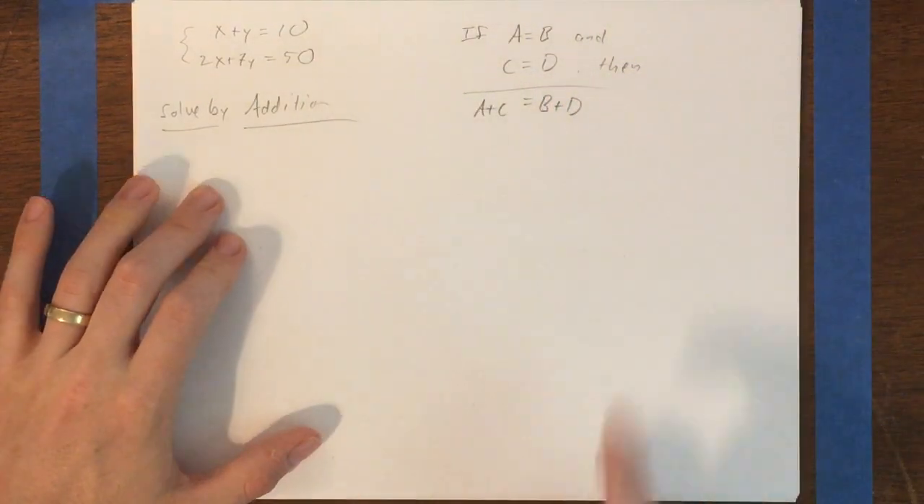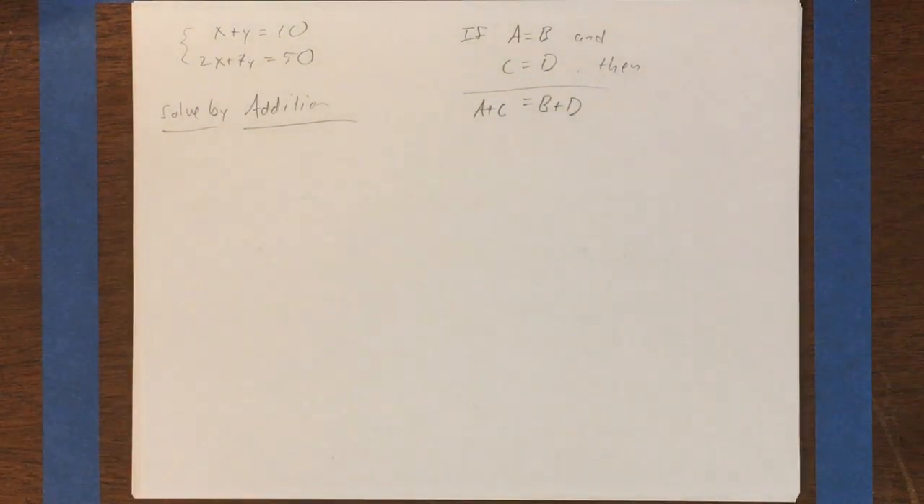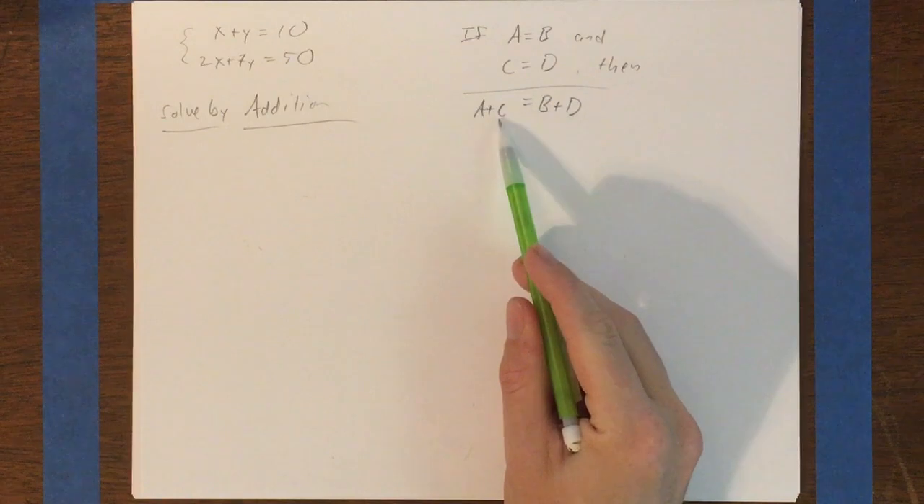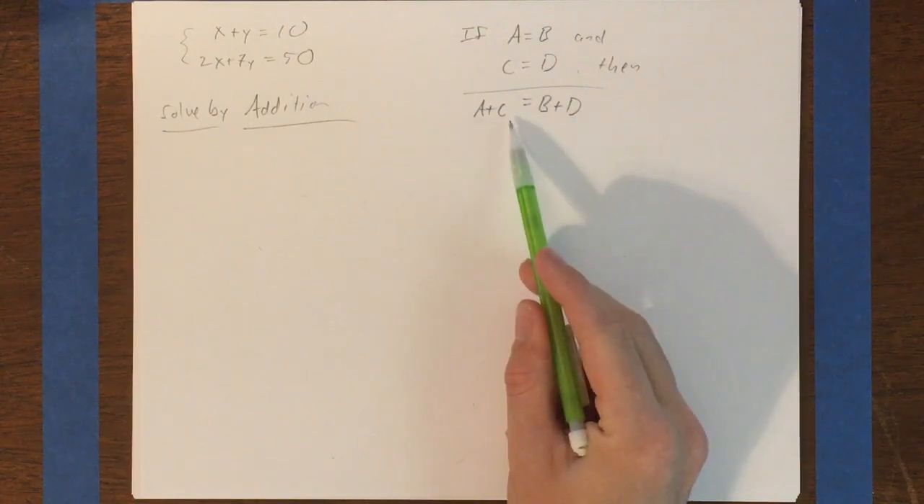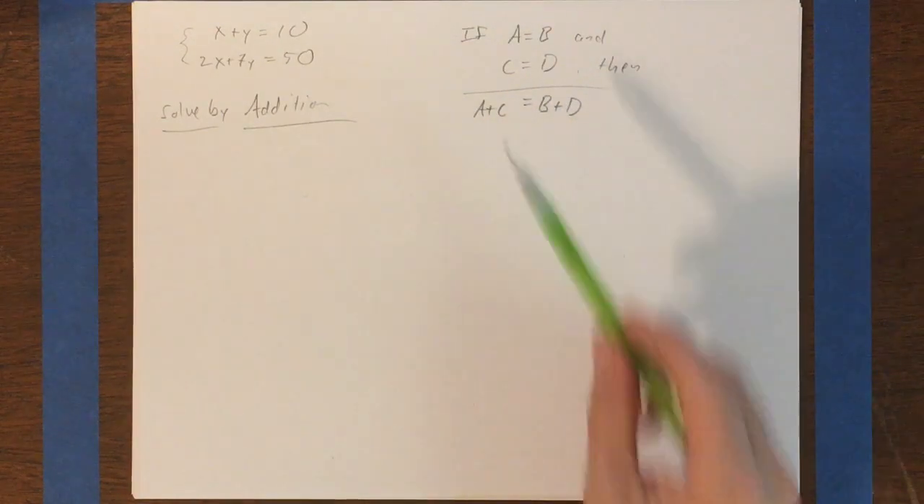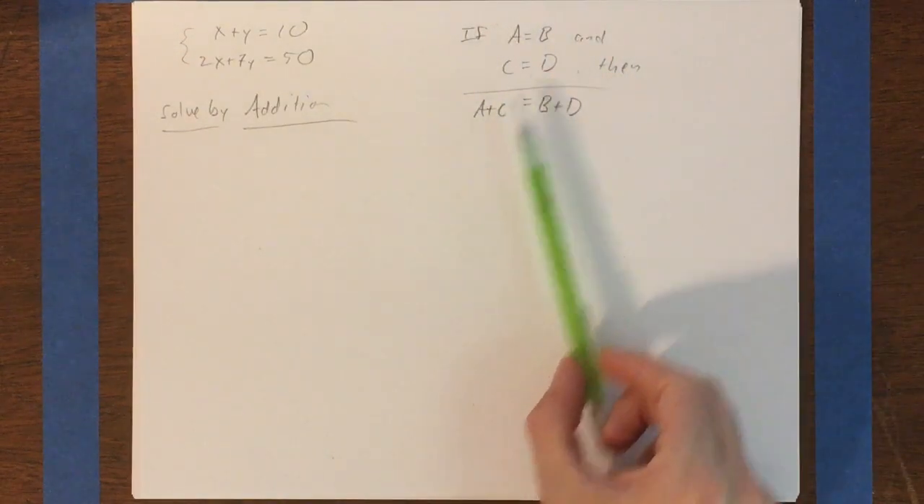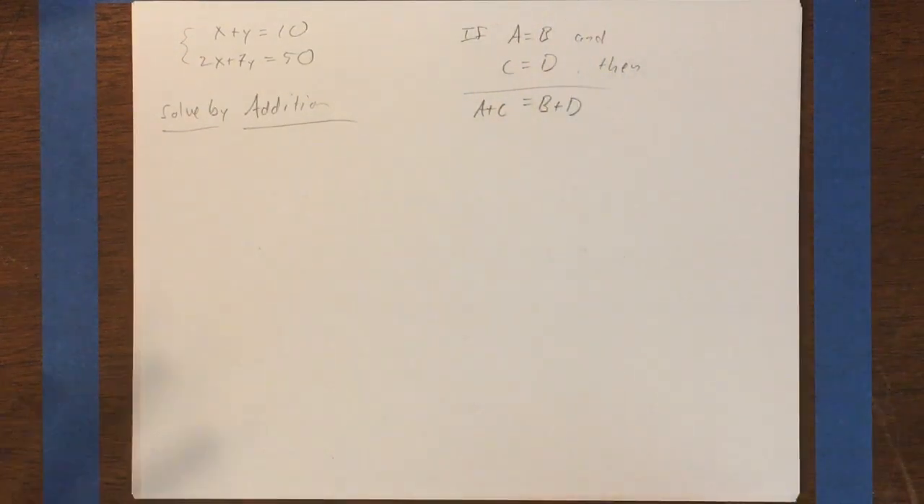I hope that makes sense. A plus C, since A is the same as B and C is the same as D, is the same as B plus D. Essentially we had two equations. We added the left sides together and the right sides together and produced a single equation. It combines information from both of them. That's a very basic idea.